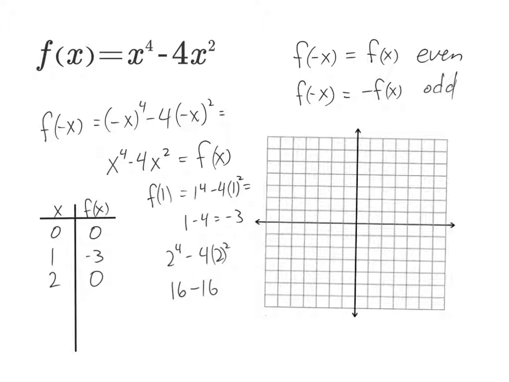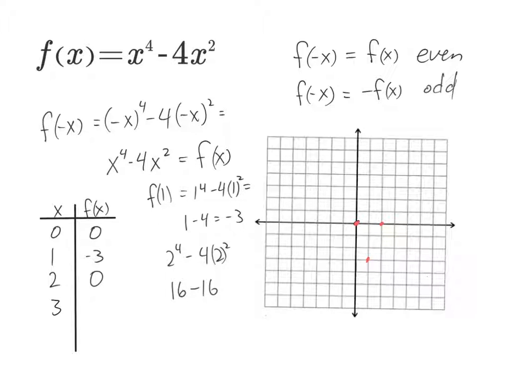So with that information, we got 0, 0, which is going to be right here. I'll make it in a different color, right there. 1, negative 3, which is going to be right there. And then 2, 0, which is going to be here. Now, I don't think I have enough information, so I'm going to go one more.